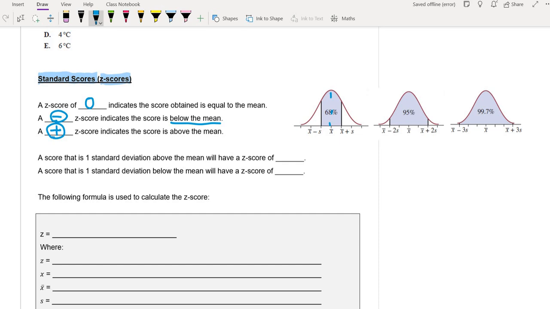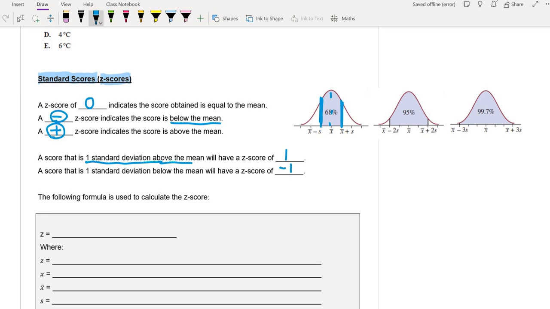And what's really handy for Z-scores is that if we have a Z-score of 1, we know that it's exactly 1 standard deviation above the mean. So if it's exactly 1, it's right here on this 1 standard deviation above the mean. Obviously that means that if it's negative 1, then it's going to be right here, 1 standard deviation away from the mean, but on the left hand side, so it's negative.